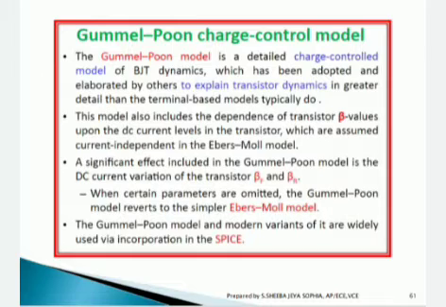A significant effect included in the Gummel-Poon model is the DC current variation of the transistor, that is beta F and beta R. When certain parameters are omitted, the Gummel-Poon model reverts to the simpler Ebers-Moll model. This model is widely used in SPICE implementations.